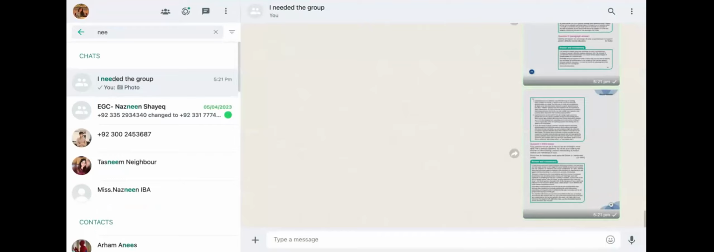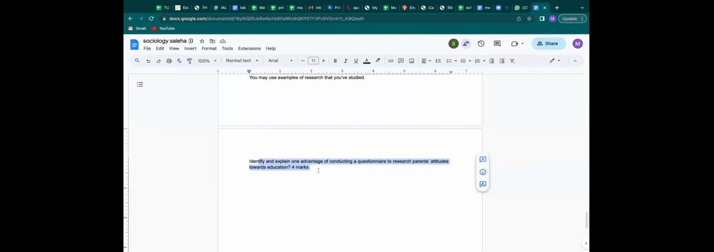Right. So we're done with the chapter. I want you to do this question first. I am highlighting it. Let me just share my window. This one. And then I'm going to do the 12 marker with you.